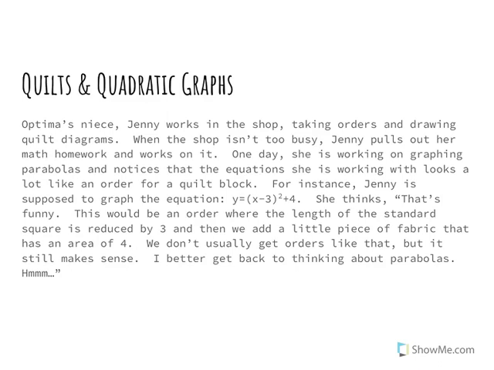For instance, Jenny is supposed to graph the equation y equals (x minus 3) squared plus 4. She thinks that's funny. This would be an order where the length of the standard square is reduced by 3, and then we add a little piece of fabric that has an area of 4. We don't usually get orders like that, but it still makes sense. I better get back to thinking about parabolas.